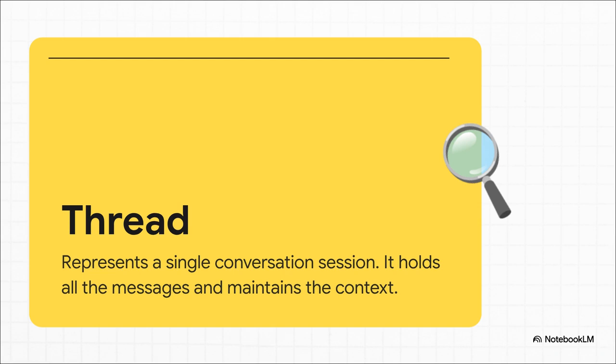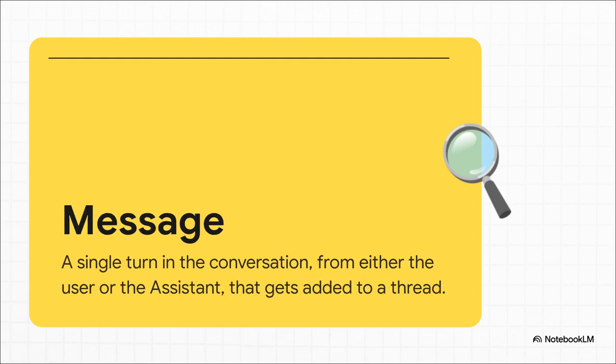It holds all the messages back and forth and makes sure the context is carried through from start to finish, all automatically. And yeah, of course, what's a thread made of? Messages. Every message is just one turn in the conversation, either the user asking something or the assistant replying. And all those messages together build up that rich, smart interaction.